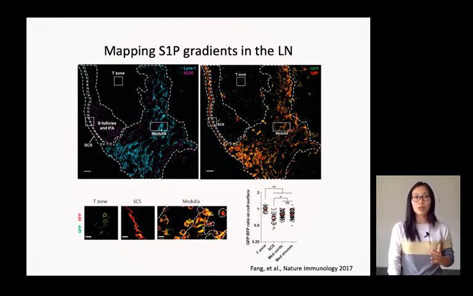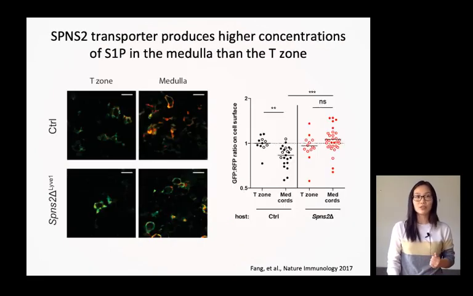We did verify the fidelity of the reporter in several ways that I don't have time to show here. But we next wondered, how might we disrupt this gradient and what's required to generate this gradient? What we found is when we transferred bone marrow from reporter mice into irradiated host mice, where Spinster2 could be deleted by an inducible Cre-Lox system, we were able to see what the reporter would be like in a Spinster2 deficient mouse. Remember, Spinster2 is a transporter of S1P expressed on lymphatic endothelial cells. And you can see here that in the absence of Spinster2, the gradient between the T-zone and the medulla is now flattened, and quantification is shown on the right side.